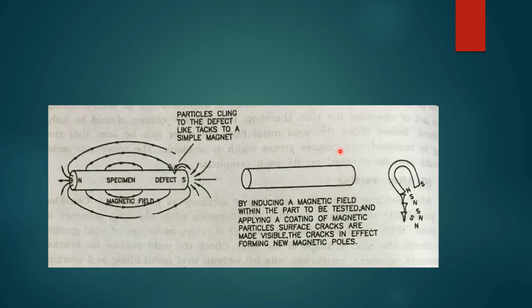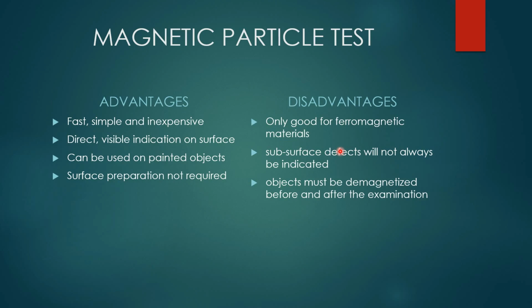Okay, so now we will see some advantages and disadvantages of the magnetic particle test. In advantages, it is very fast, simple and inexpensive. We don't have to spend a lot of money. The second one is direct visible indication on surfaces, right? Then the third point, it can be used on painted objects. It doesn't mean that only non-painted objects are used to get the defects. We can also apply this test on painted objects.